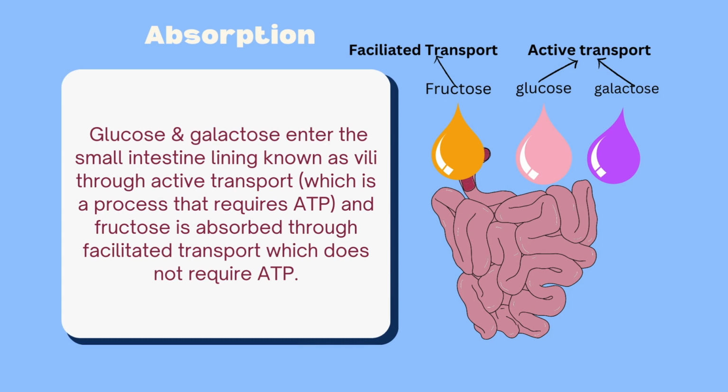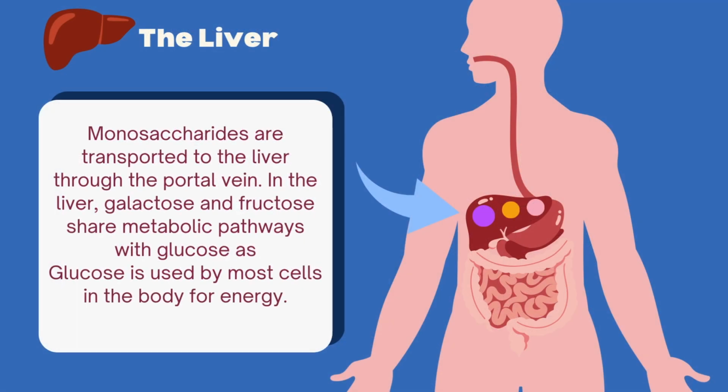After the digestion process is done, our body starts the absorption part, where glucose and galactose enter the small intestine lining, known as villi, through active transport, which is a process that requires energy. And fructose is absorbed through facilitated transport, which does not require ATP. Then these monosaccharides are transported into the liver through the portal vein. In the liver, glucose is used by most cells in the body for energy.